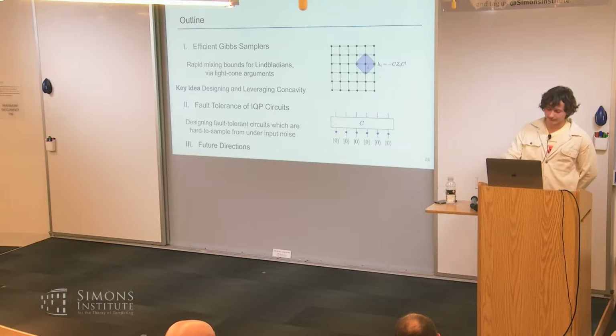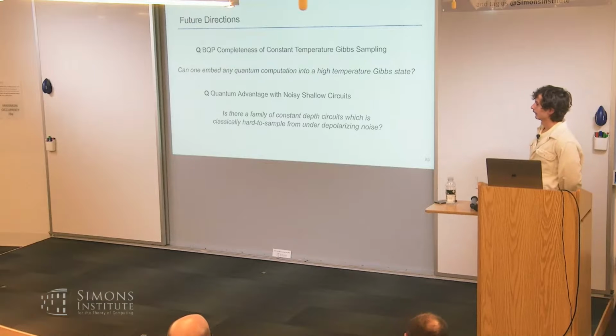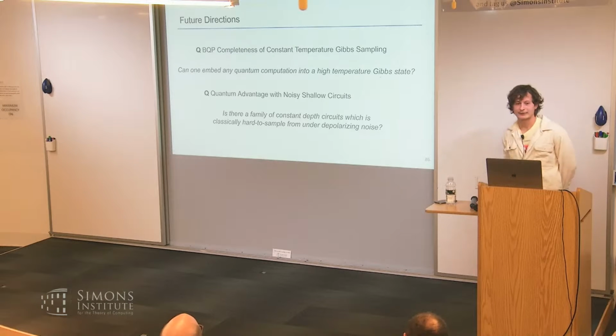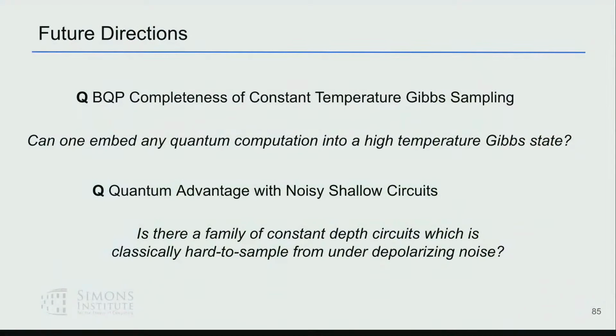So for future directions, we find two outstanding questions in this line of work, which we don't really have any tangible approach to tackling. The first one is on the BQP completeness of Gibbs sampling at constant temperatures. That is to say, can you embed any quantum computation into a high temperature Gibbs state, and simply by sampling the Gibbs state, extract the outcome of the quantum computation?